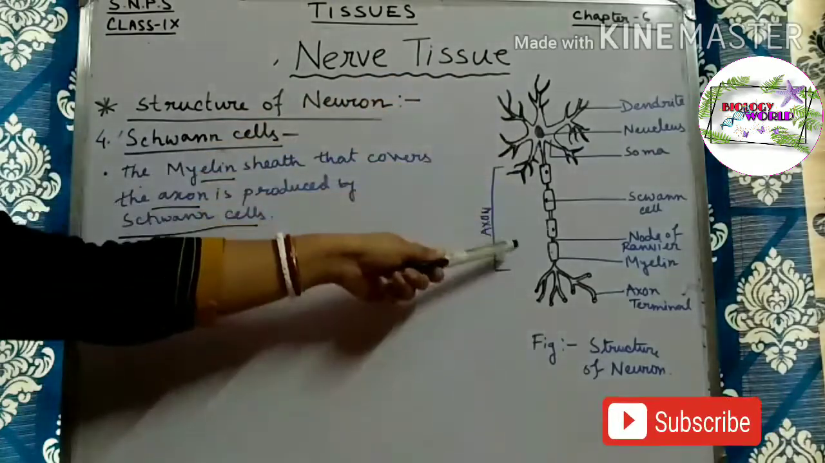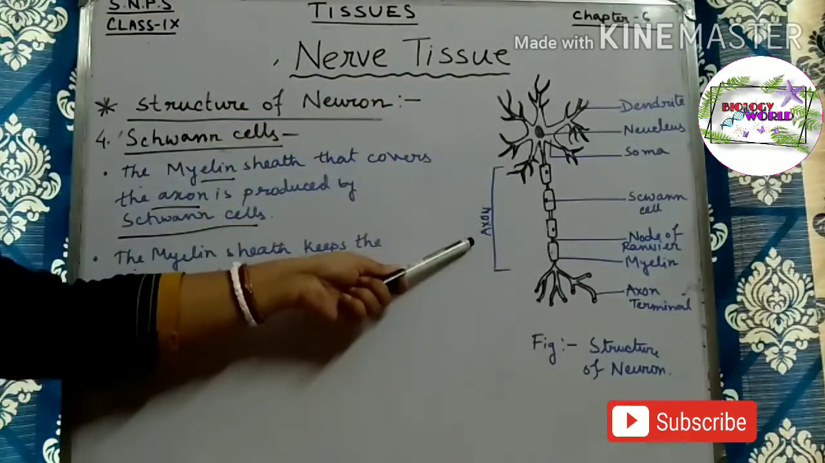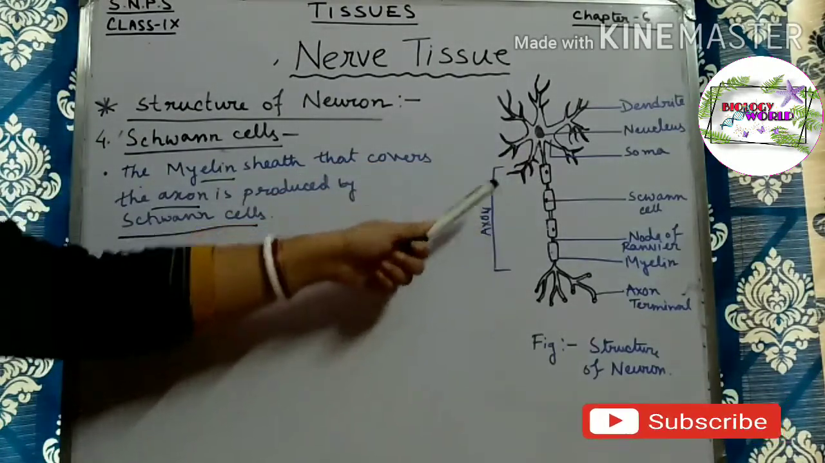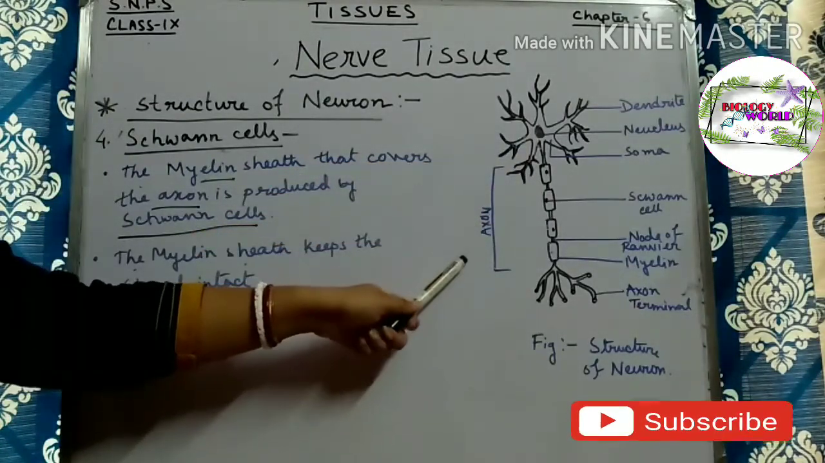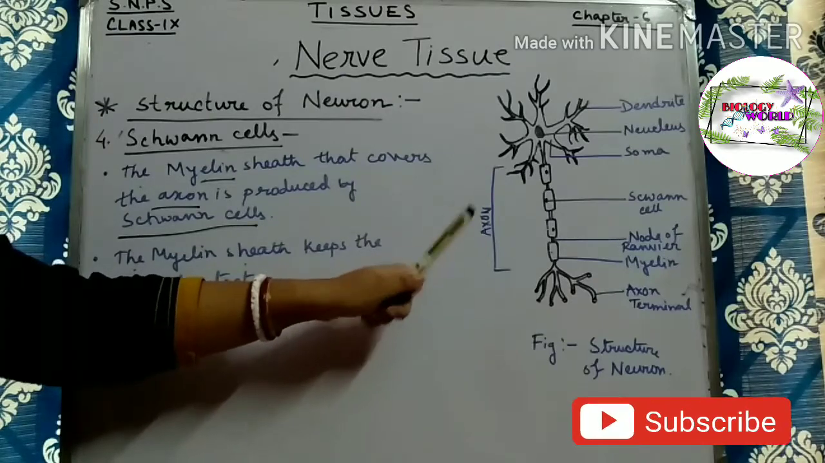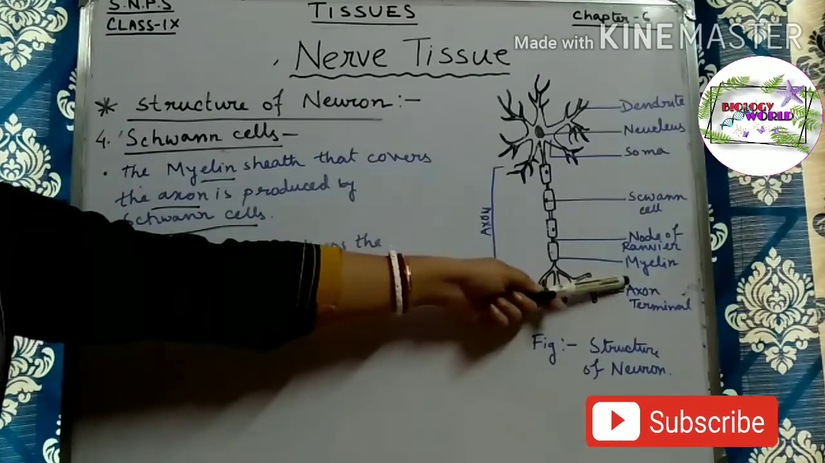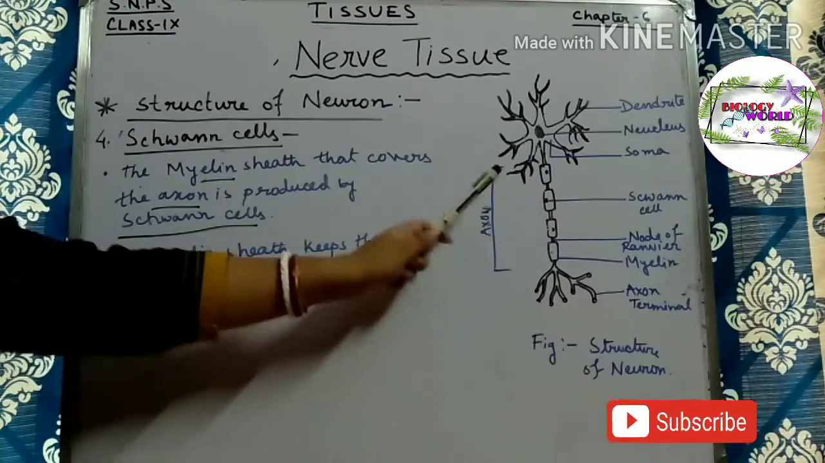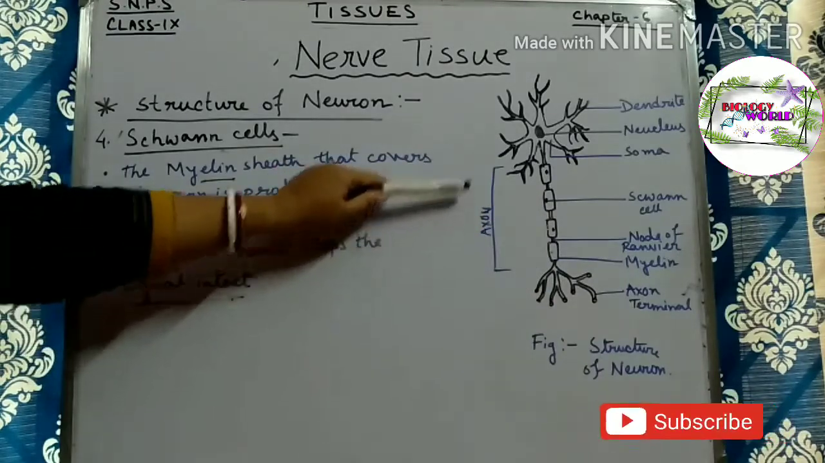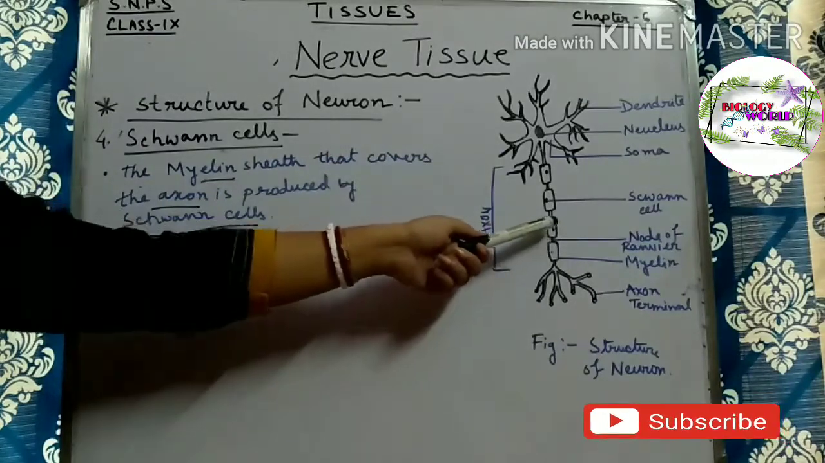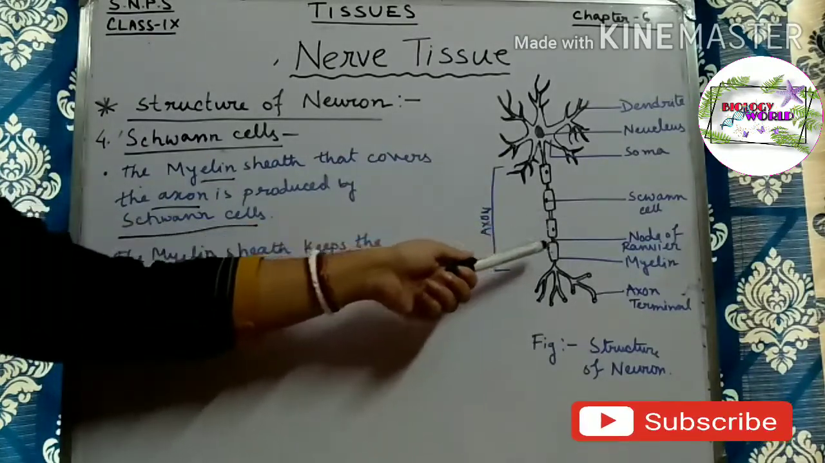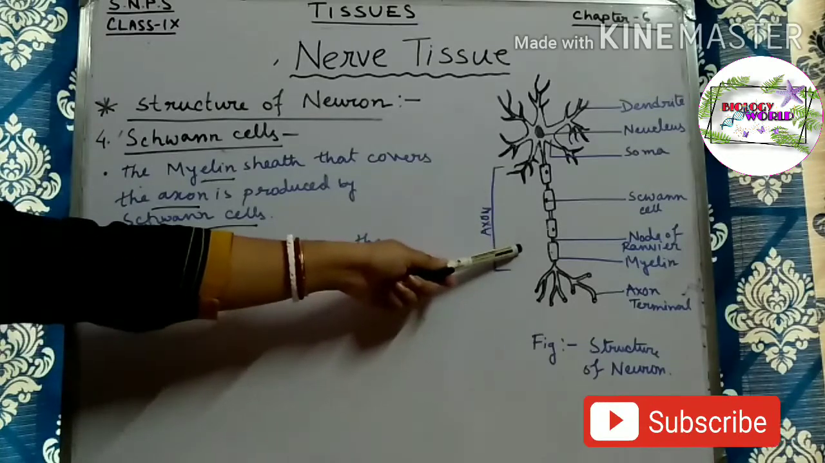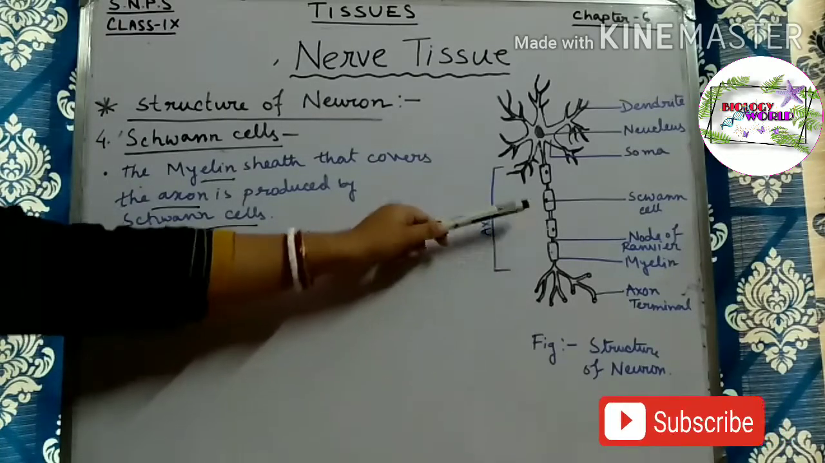The next portion is the axon. Axon connects the cell body with the axon terminal. This axon is covered with an insulating substance that is called myelin. This myelin is produced by the Schwann cell. This helps to transmit the signals faster. If the diameter of the axon is larger, it will transmit the signal faster.